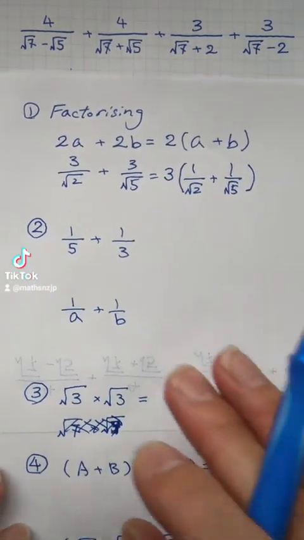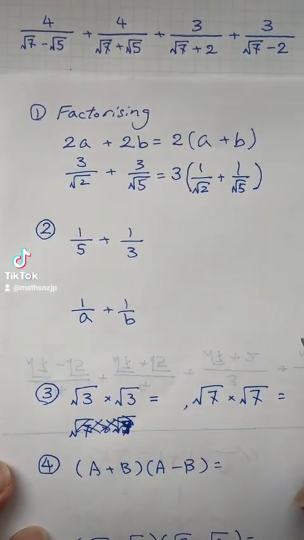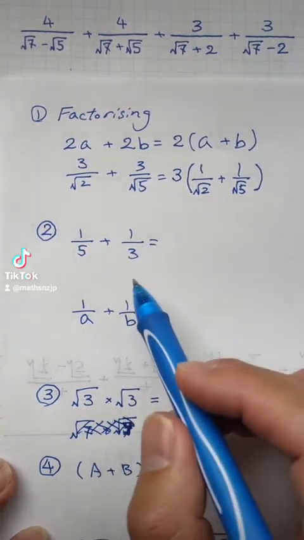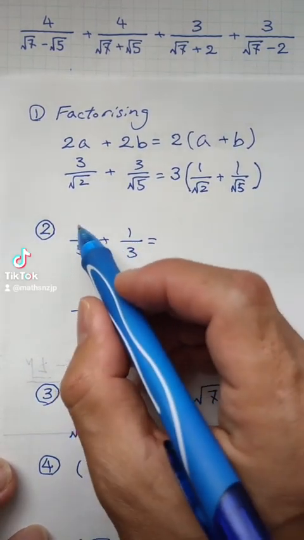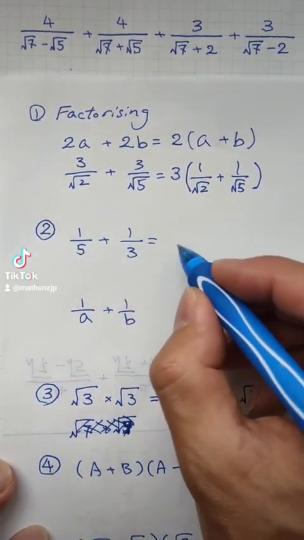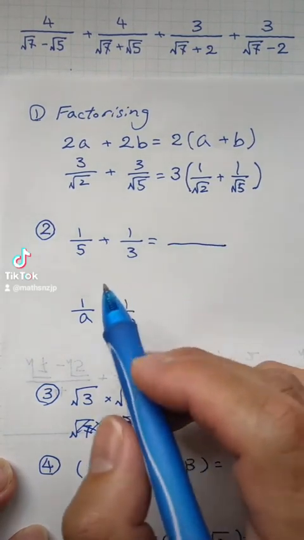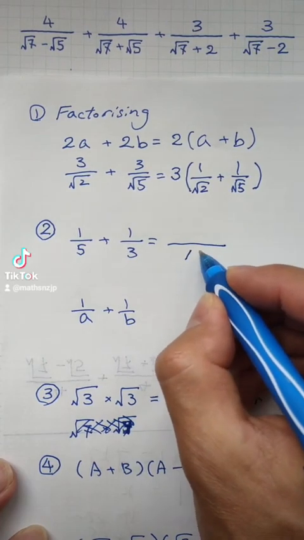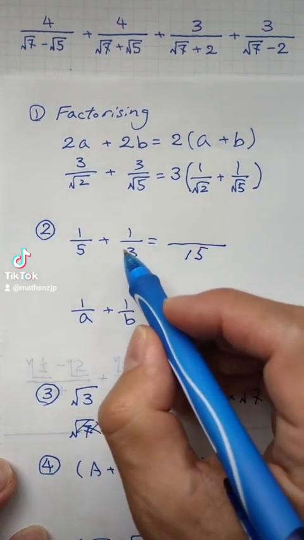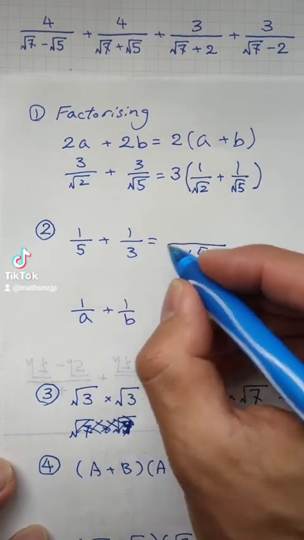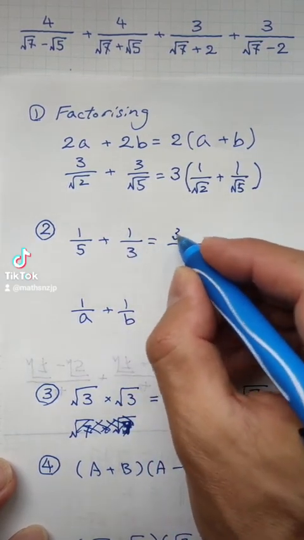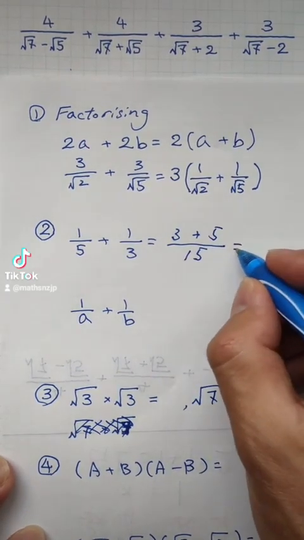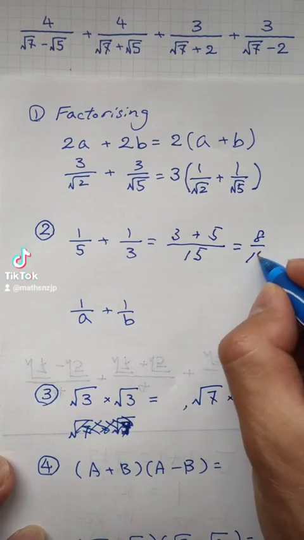Second skill is adding fractions. Okay, I will skip the detail about it, but I just show you how to deal with it. When you've got 1 in the numerator, to figure out the answer, you do this times this, which is 15, and then this times this, which is 3. So basically you add this one, this times this, 5. So the answer is 8 over 15.